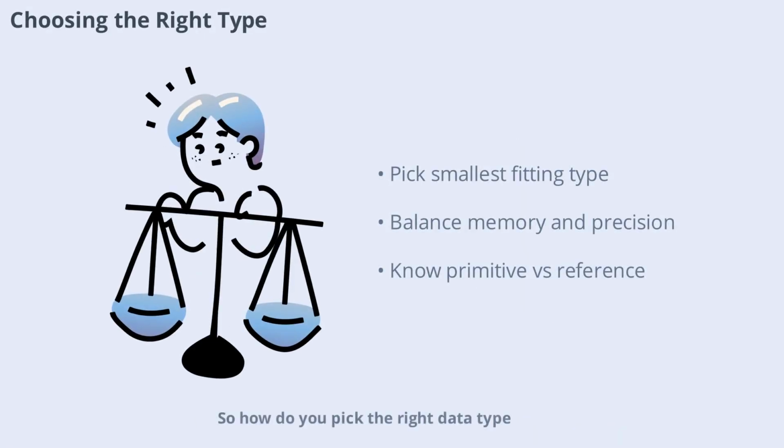So how do you pick the right data type? Start by considering the size of the data you need to store. Use the smallest type that fits your values to save memory. For numbers, pick between byte, short, int, or long. For decimals, choose float or double based on the precision you need. For text, use char or string. And always remember the difference between primitives and references to avoid surprises.